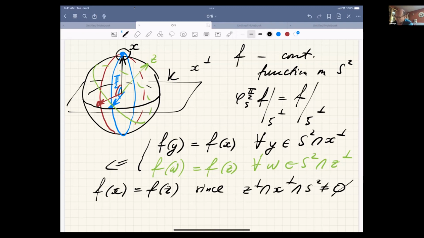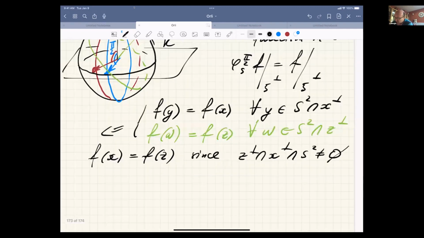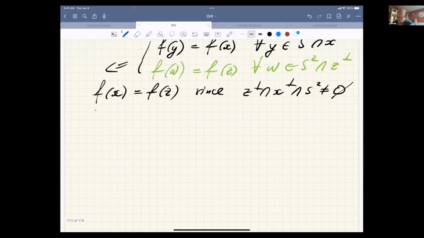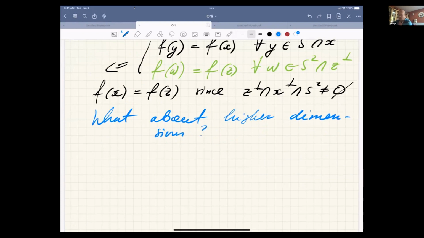So this is a very easy thing. Well, very easy after you think about it for a long time, yes. But now, what about higher dimensions? So let's ask an analogous question. So we are given K equal to minus K.